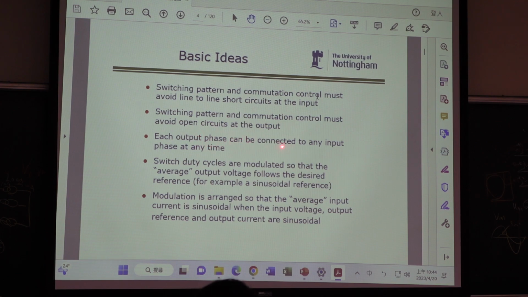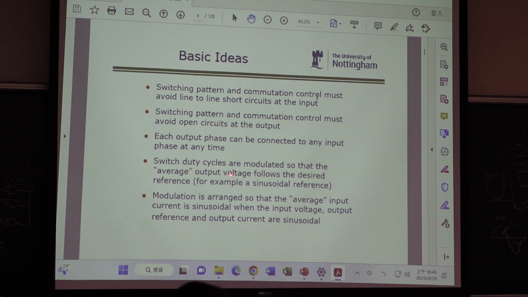So each output phase should connect to an input phase. So we can have this one on, or this one on, or this one on, then we can have the current. But if none of the switches is on, then we open the output. If more than one is on, then short circuit.